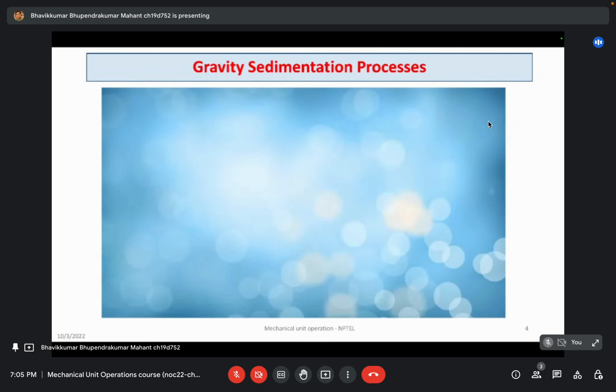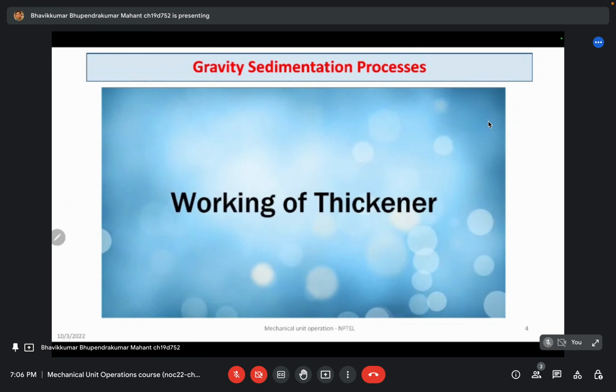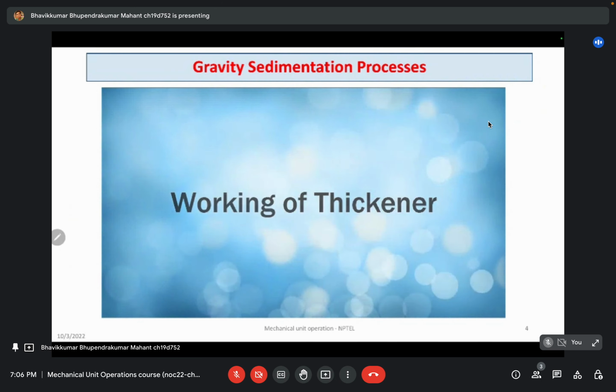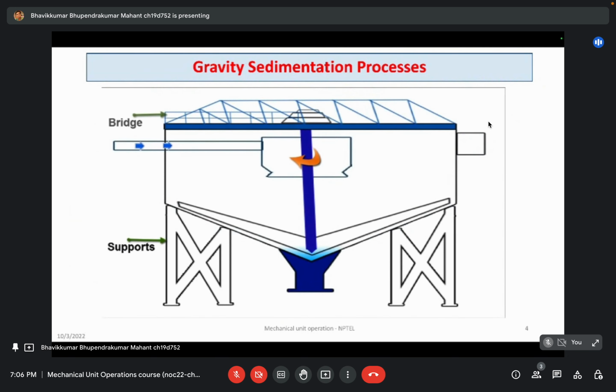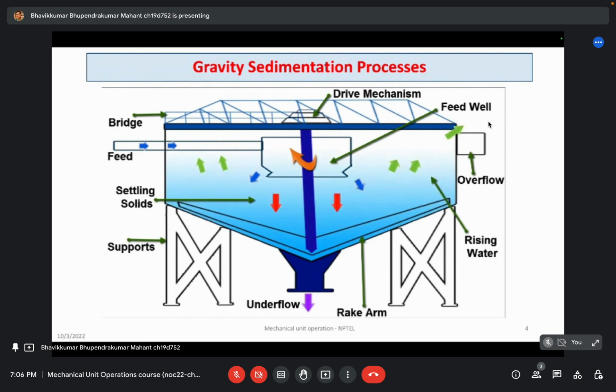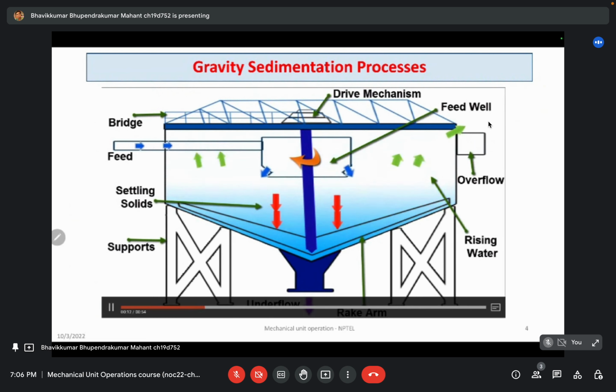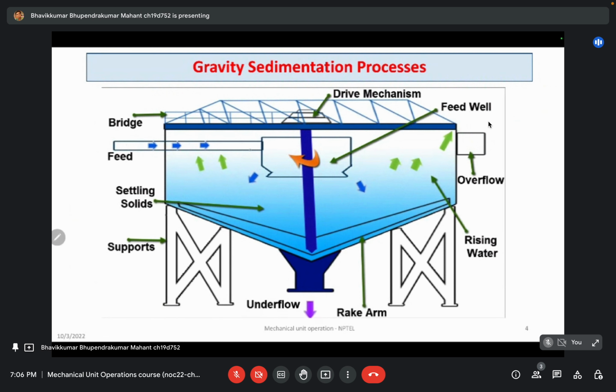So I just wanted to play a small, less than 1 minute video where you can see how this gravity sedimentation process, or thickener, can work. It is also known as a thickening process. Maybe we can pause it here. As feed is coming, you can see this big agitator, which agitates the whole mixture at a very slow pace.